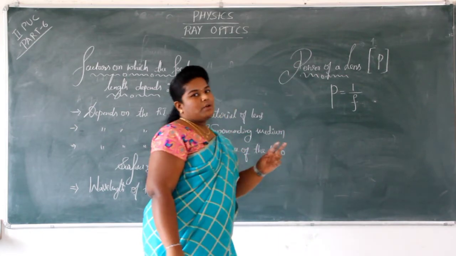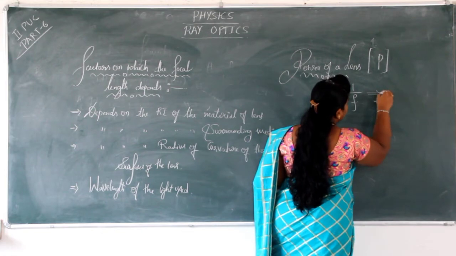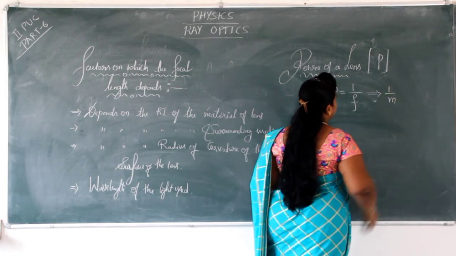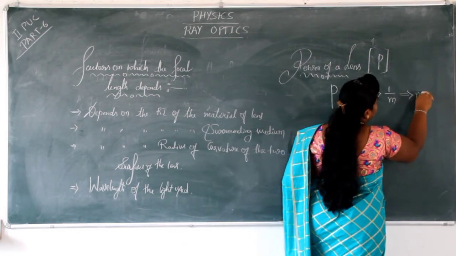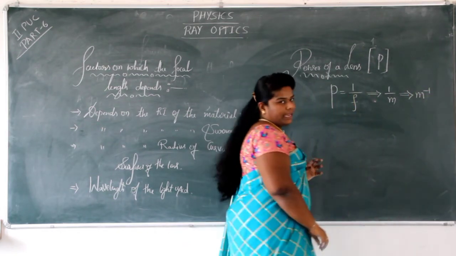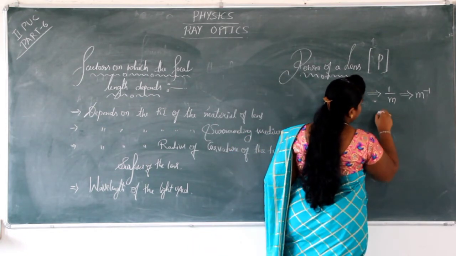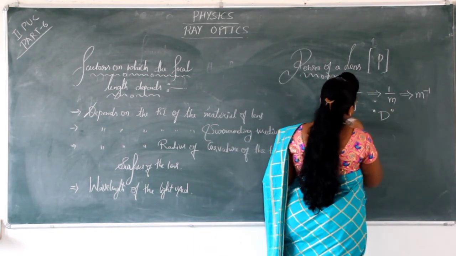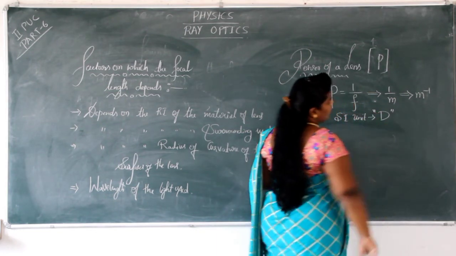What is the SI unit of power? You know that the focal length has the SI unit meter. Then what is the SI unit for power? That is per meter or meter inverse. Rather than writing meter inverse, the SI unit for power is diopter.